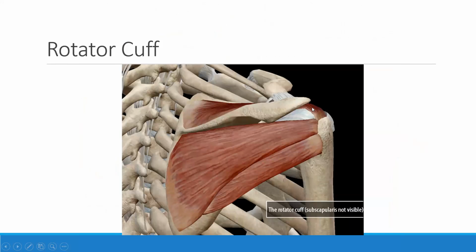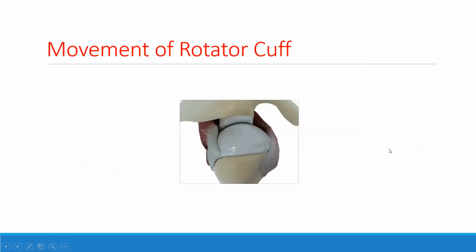And again, we see supraspinatus, infraspinatus, and teres minor. Coming in on the other side, you can't see it, but the subscapularis is going to attach itself to the head of the humerus around the corner here, if you will. So this shows you three of the muscles in action.